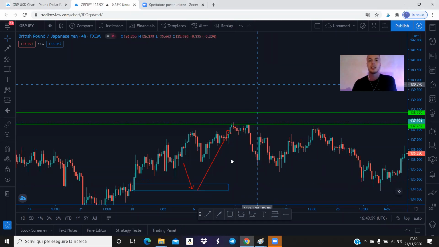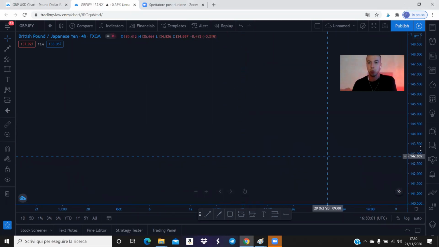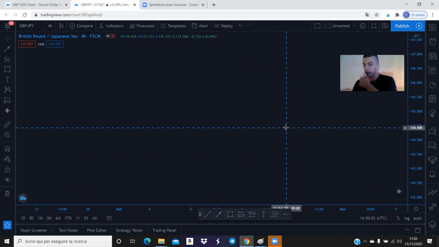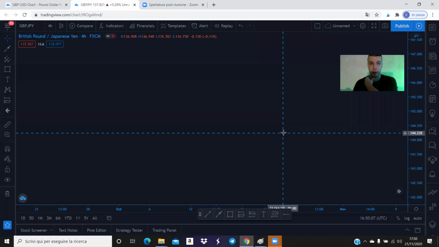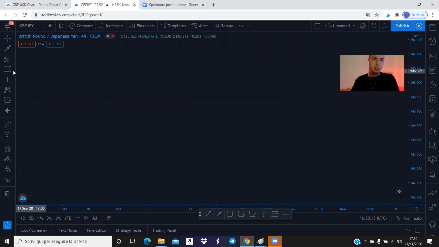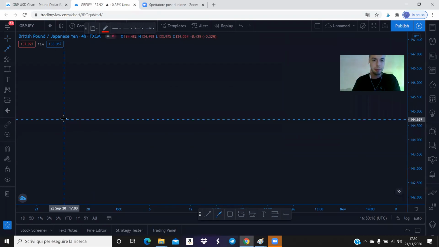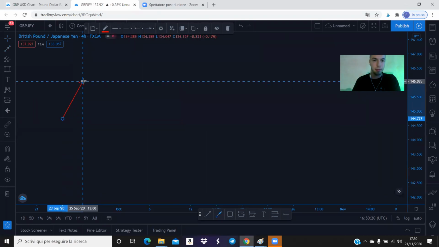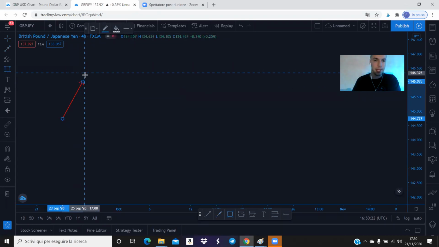Right, let's go. Let's continue. I wanted to do a quick explanation about the different types of bases, different types of supply and demand levels that you can have. You usually have four options. The first option is the rally base.